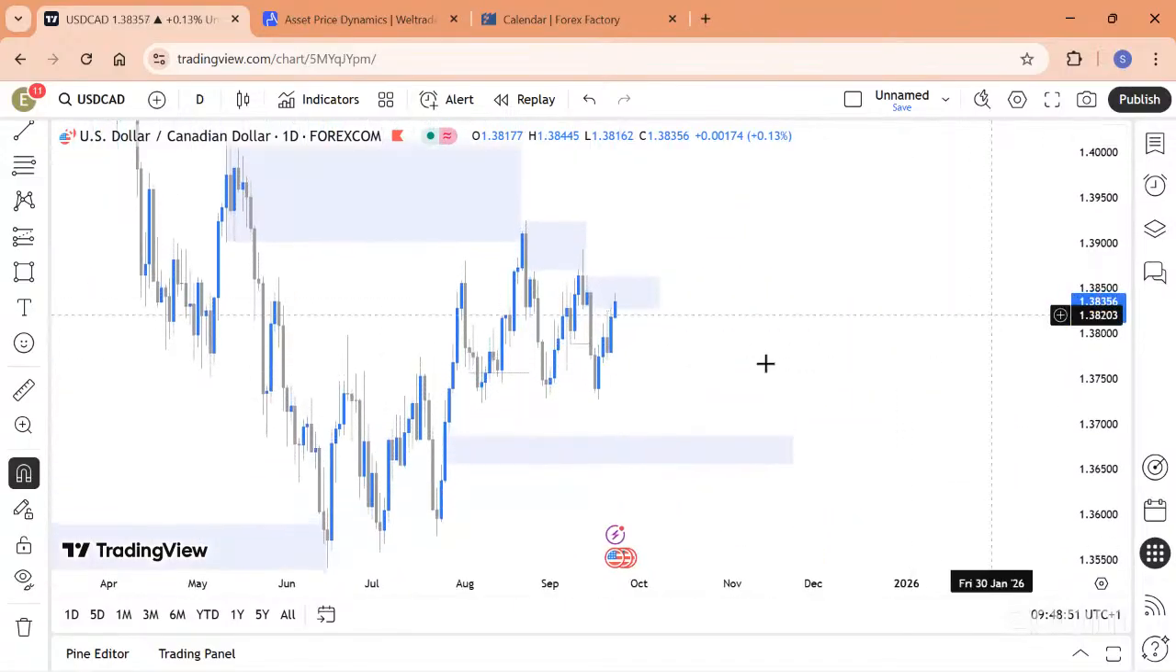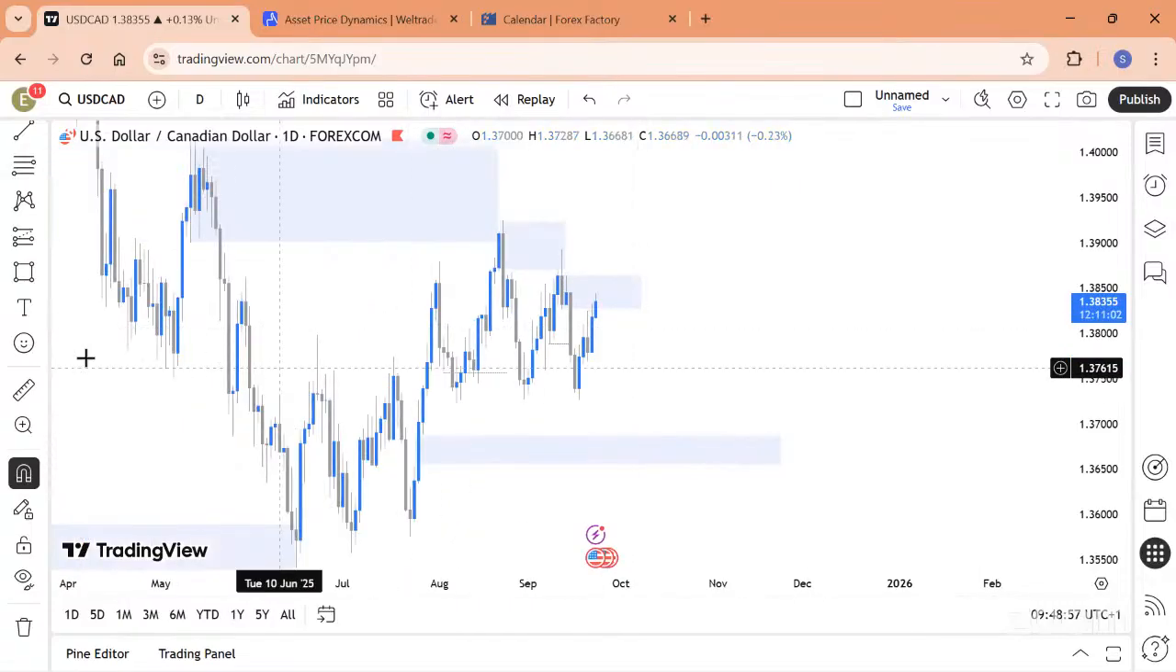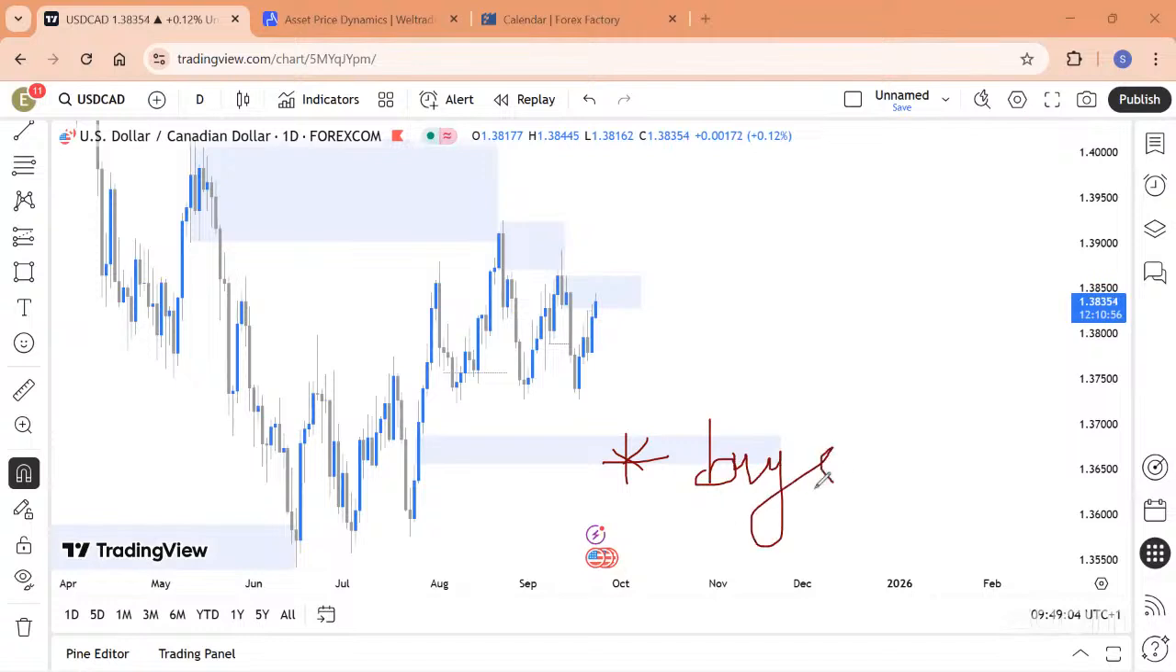So USD CAD, we are expecting some sells from there. Then when we get to this discounted area here, we continue our buys from here.